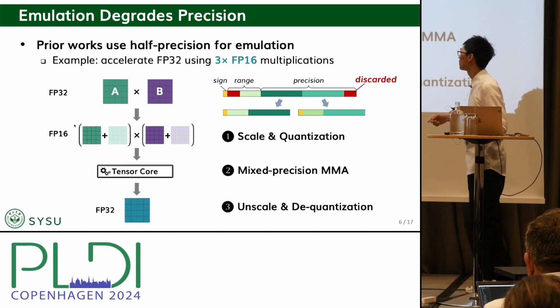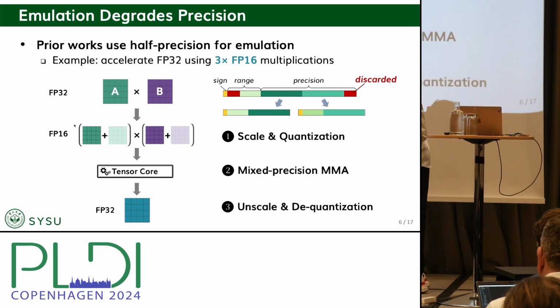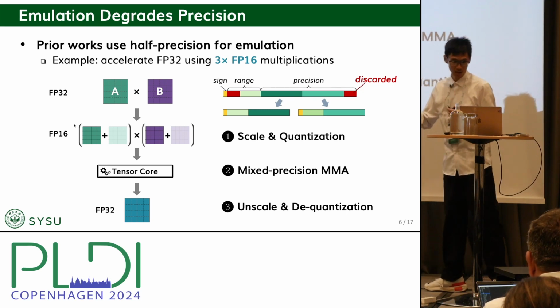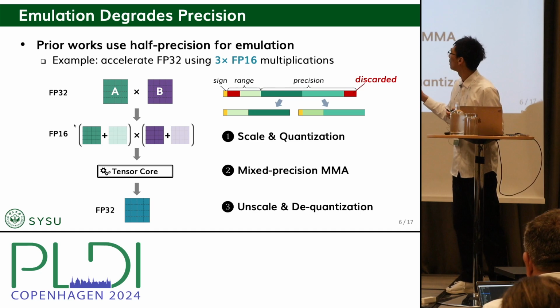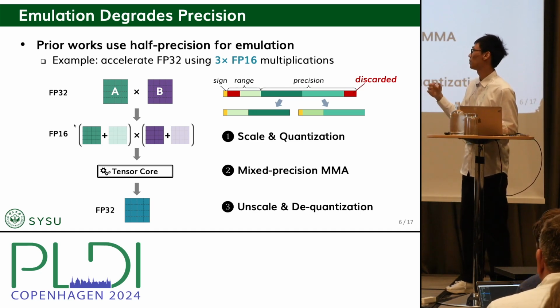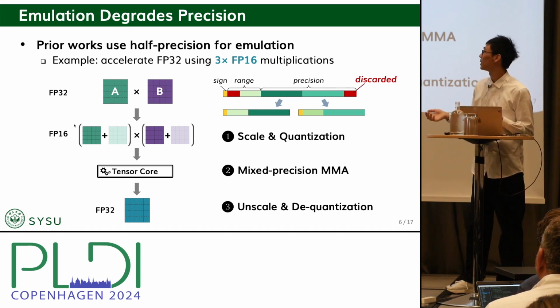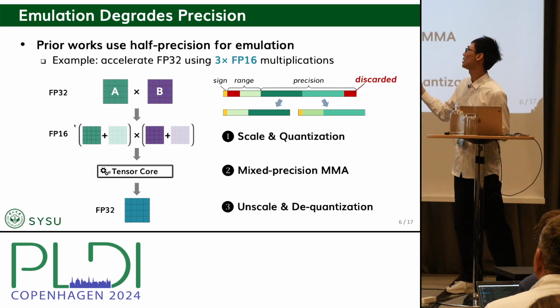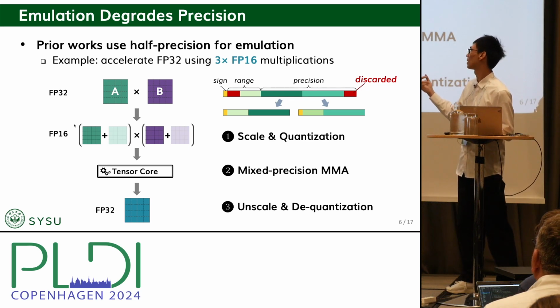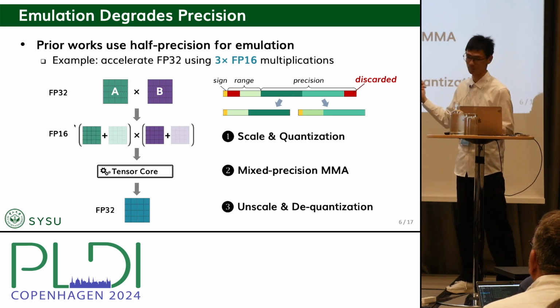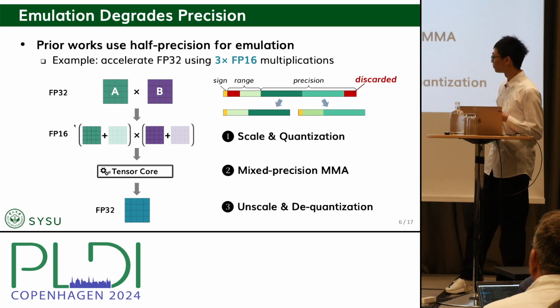After splitting the number into 2, we may use the Tensor Core to compute them in these low precision arithmetics. For example, the dark green multiplied by dark purple, the dark green with light purple, and the light green with dark purple. So it's 3 operations.